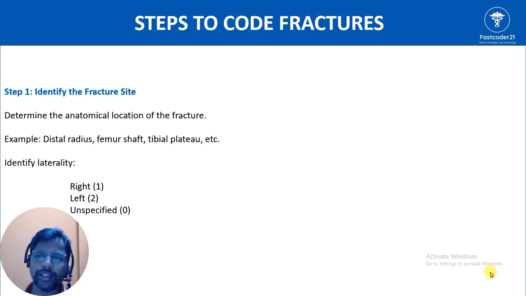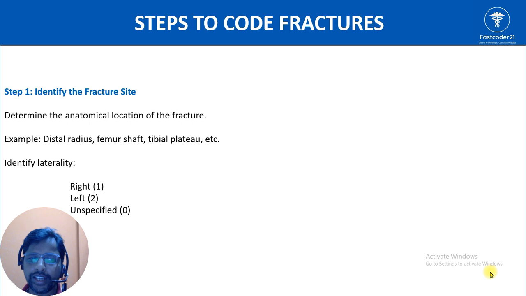Next, steps to code fractures. So what is the first step here? Identify the fracture site. Determine the anatomical location of the fracture. For example, distal radius, femur shaft, tibial plateau, like that. In fractures, anatomical location plays a very important role. So in order to code appropriately, you need to have a good understanding of the anatomy of the bone. If you want to know more about anatomy related to bone, please mention it in the comment section of this video. I will create one video related to the anatomy of the bone.